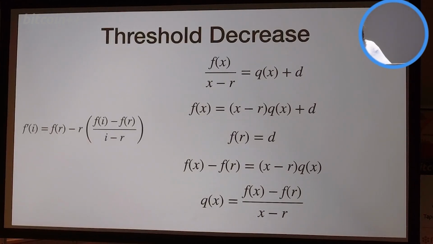Therefore, f of x minus f of r equals x minus r times the quotient polynomial, because we just subtracted out the remainder. Because we know the remainder is f of r, so when we subtract f of r, the d goes away. And then we can isolate the quotient polynomial. We can compute that by itself. Q of x equals f of x minus f of r divided by x minus r. We just divided the x minus r from both sides.